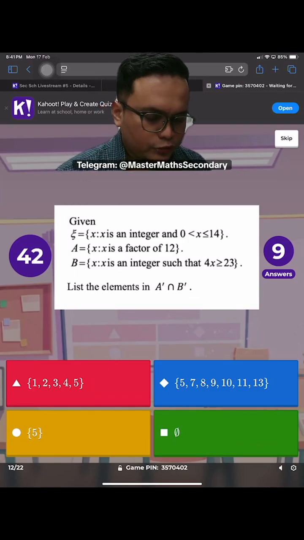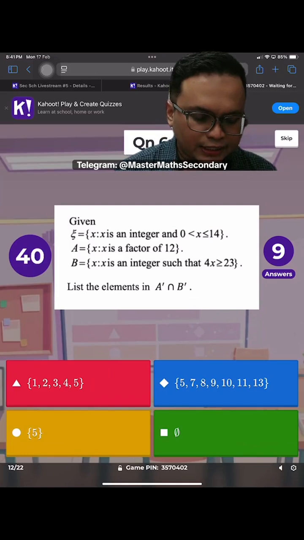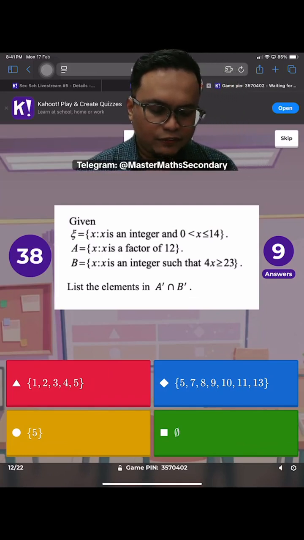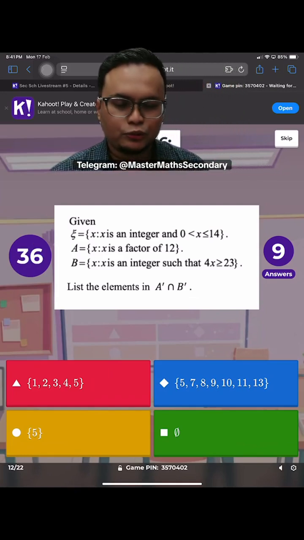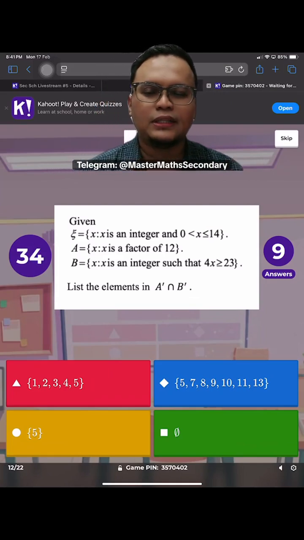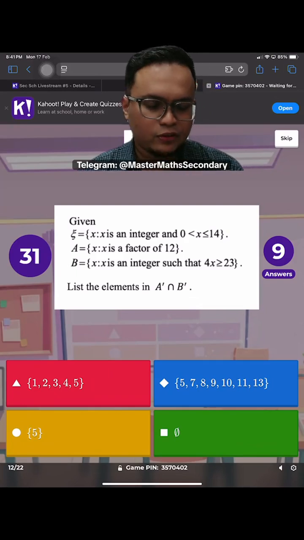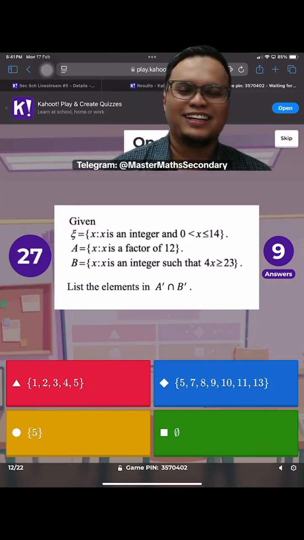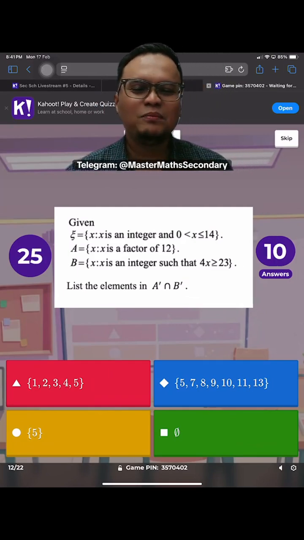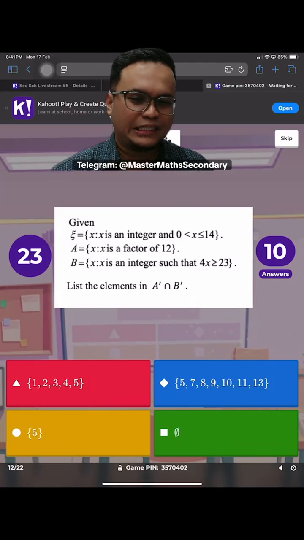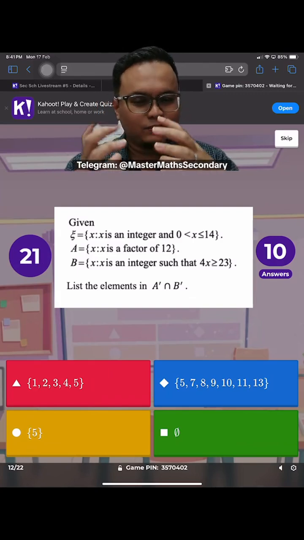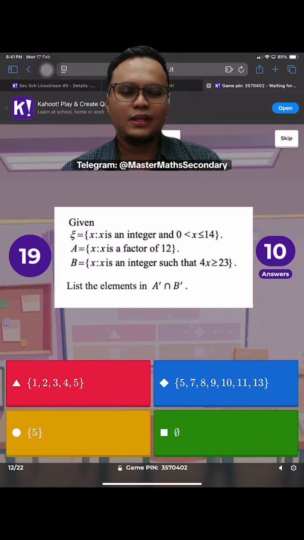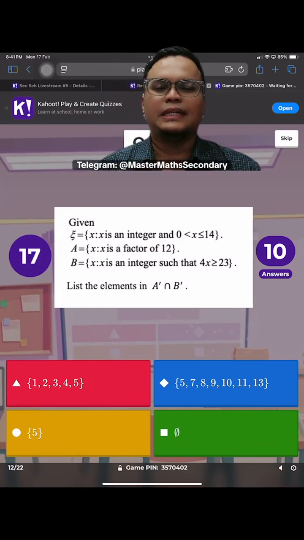Okay, so we're going on to the next question, which is set notation. I think this is not that difficult. What you need to do is to solve or simplify the inequality 4x more than or equals to 23. I think the Sec 2 students can do this too, because this is introduced in Sec 2. Once you've solved the inequality, look at the universal set and see what elements would be inside the set B.